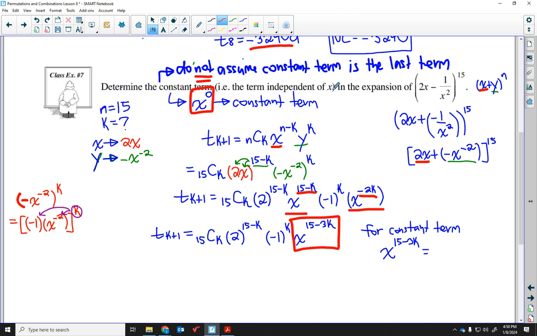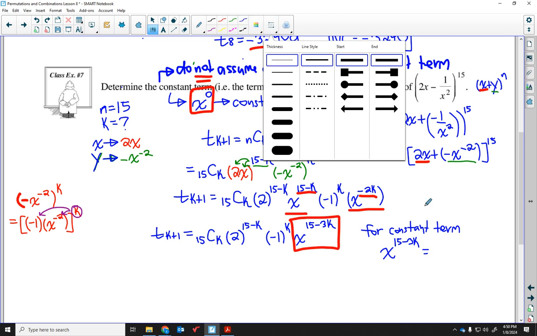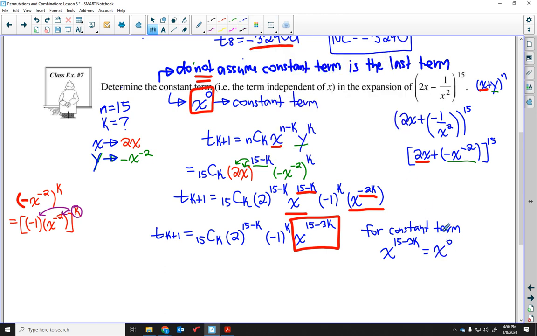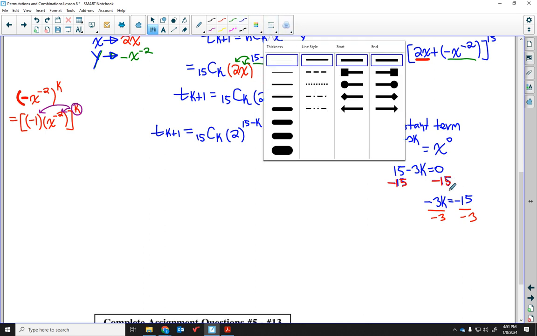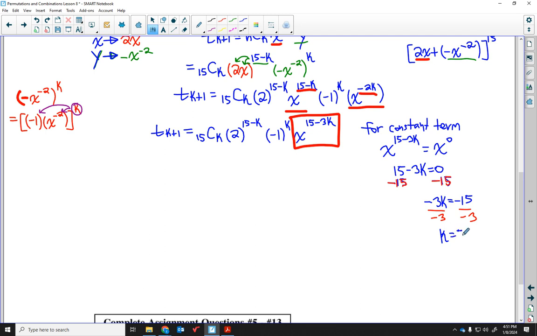My constant term, as it says up here, is independent of x. So we set it equal to x to the power of 0. Okay, well, let's solve for k now. So we then have 15 minus 3k is equal to 0. So we're going to subtract 15, then we'd have negative 3k is equal to negative 15. And then I'm going to divide by negative 3. And then, I mean, you could have seen this easily even before. You probably didn't need to do the mathematical algebraic work on this, but we're going to get a k value that is equal to 5.